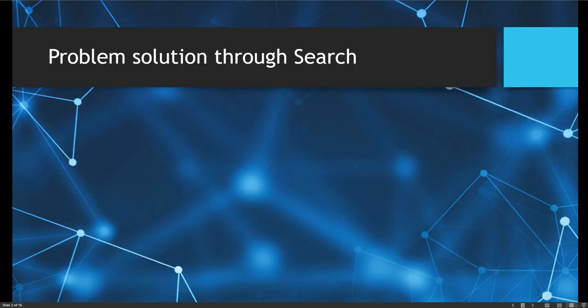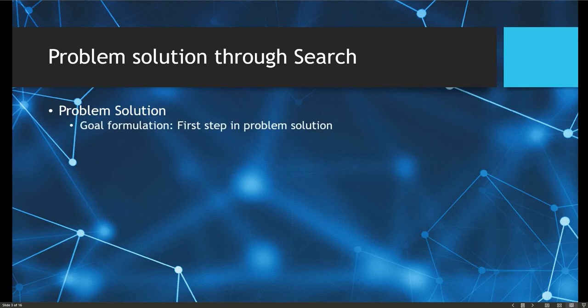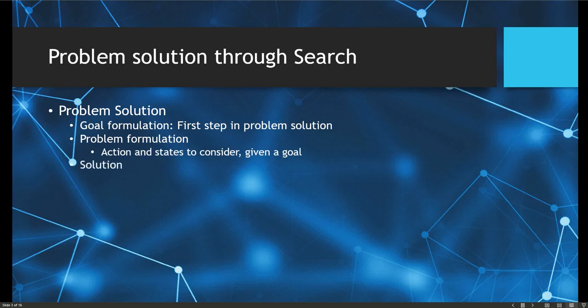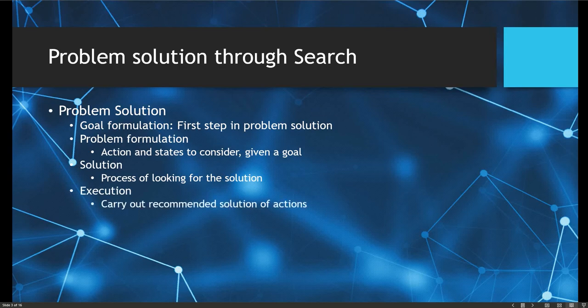So let's discuss how we can solve this problem through a very integral part of overall AI, which is problem solving through searching. So let's take a look at the components of problem solution, where of course the first step in problem solution is the goal formulation, and then of course problem formulation, which we studied in a little bit of detail in the previous video. They are the actions to consider given a goal. Then comes the solution itself, which is the sequence of actions to achieve the goal. After finding the solution, the agent executes the recommended actions of the solution in order to solve the problem.